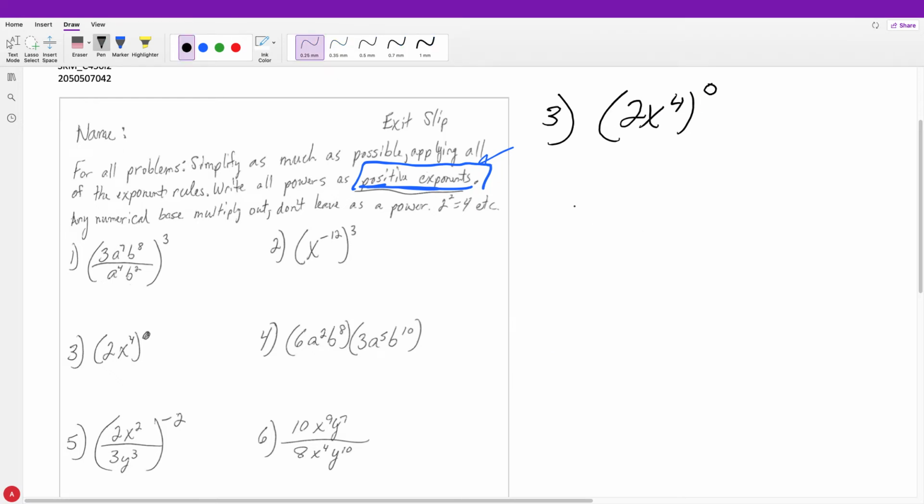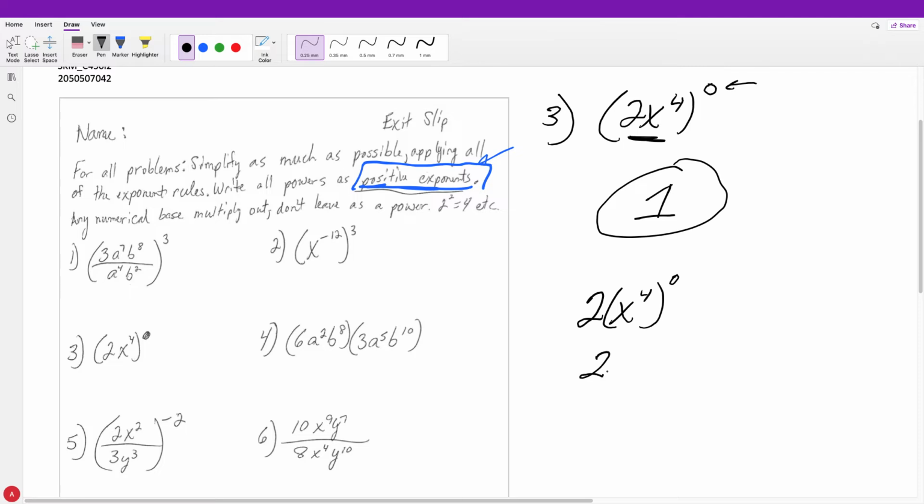All right, and here we have 2x to the 4th raised to 0 power. All of this is in the parentheses, so all of it is being raised to 0 power. Anything raised to 0 power is 1. So our final answer for this is just simply 1, because all of it was being raised to the 0 power. If it said 2 times x to the 4th raised to 0, something like this, then yeah, only the x is being raised to 0 power, and this would become 2 times 1, or 2. But in this problem, all of it is being raised to 0 power, so our final answer is just 1.